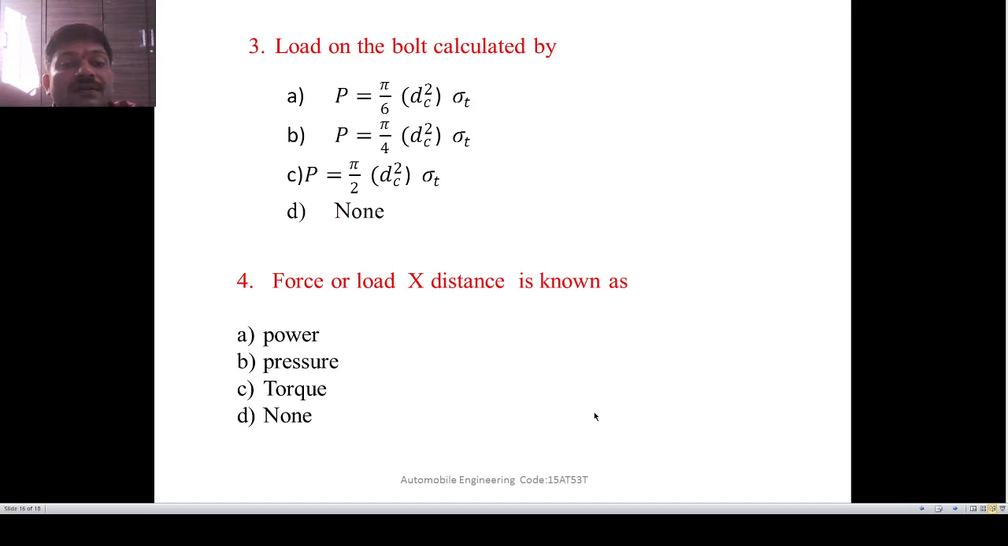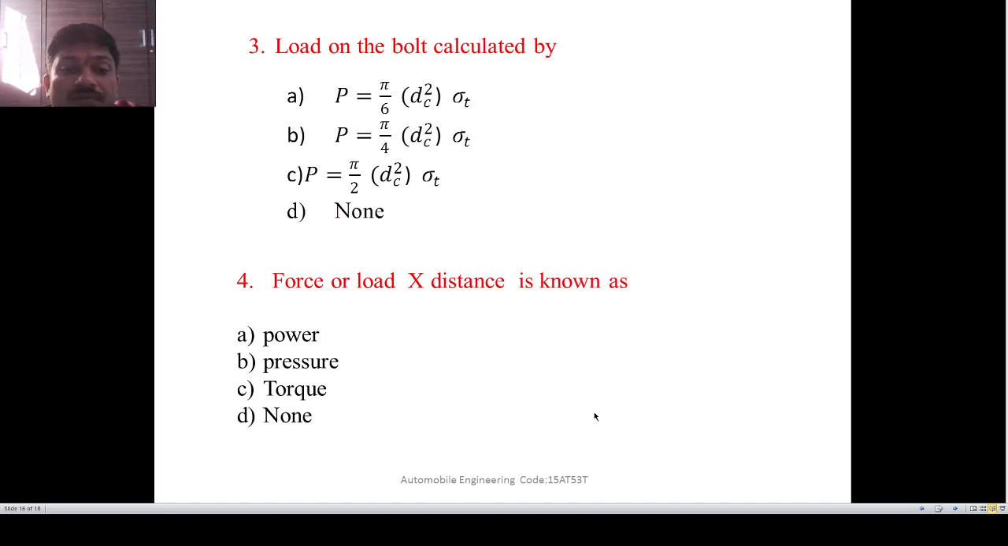Let's take another, the third one. The load on the bolt is calculated by which of the following equations? A, P equals pi by 6 dc squared into sigma t. B, P equals pi by 4 dc squared into sigma t. C, P equals pi by 2 dc squared into sigma t. And D, none of the above. Almost all of us are using the more frequent equation here. Which is the correct answer?